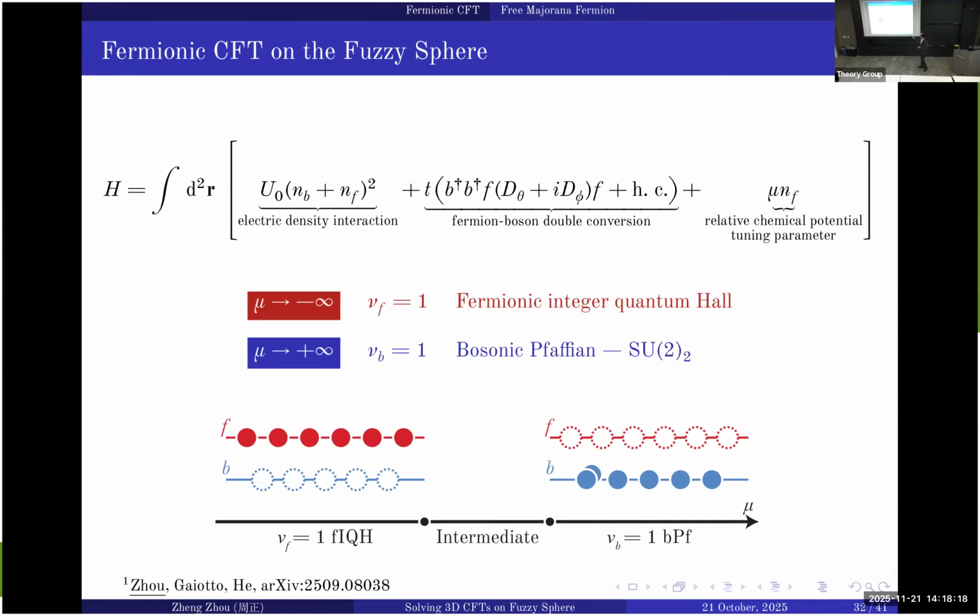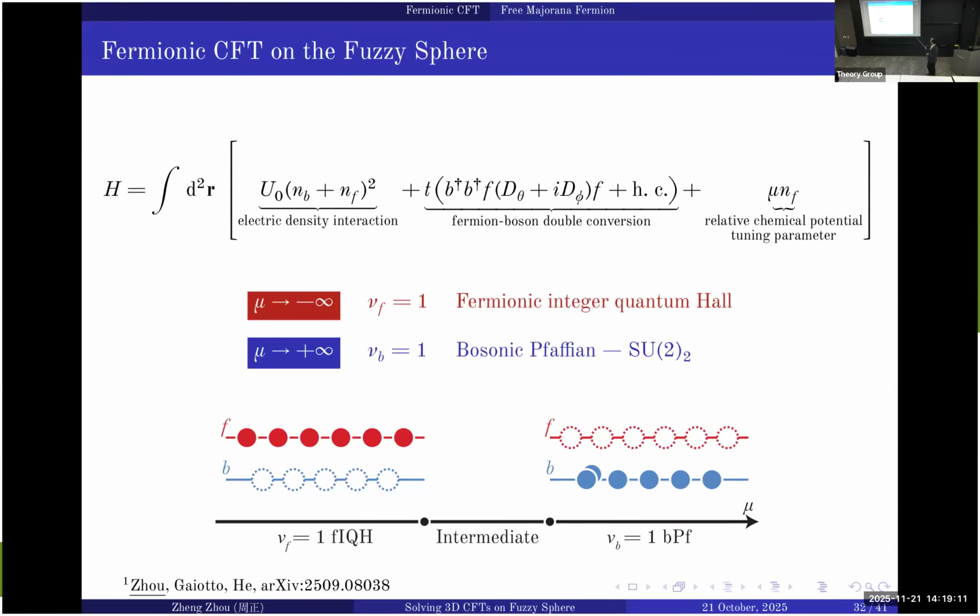So we consider the total filling to be 1. When the fermions are favored, this is a nu equals 1 fermionic integer quantum Hall state. And when the bosons are favored, the boson is at filling 1. This can realize a bosonic Pfaffian state, as described by SU(2) level 2. And for the bosonic Pfaffian state, it happens that its number of electrons is 1 more than the number of orbitals. So we realize this transition through an electric density interaction again, a pair conversion between 2 fermions and 2 bosons, and a relative chemical potential, which tunes this transition.